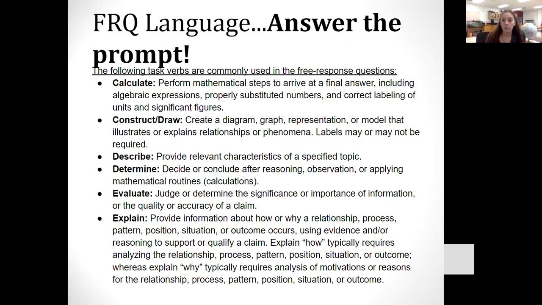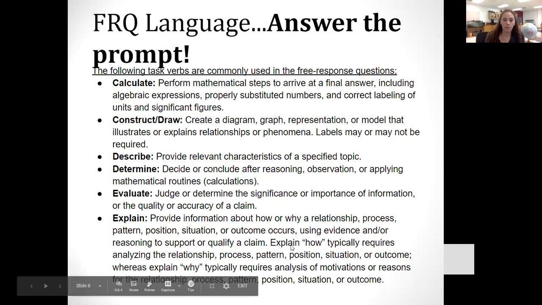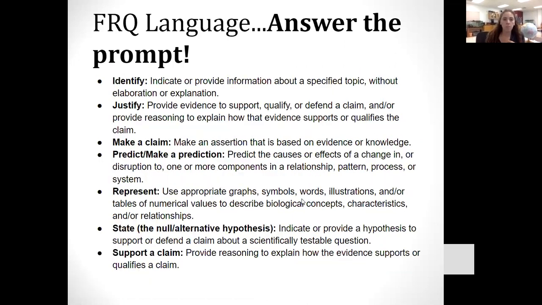Now, I am not going to read these to you, but we'll go through the list. You have this video to view, and I'm going to show you on Schoology another resource that has all of these task verbs. Our verbs include calculate, construct, draw, describe, determine, evaluate, which we need our CR skill from yesterday, explain. If a question asks you to explain, you're going to need to put a lot. See how our description of explain is really long? Explain answers should be really long.